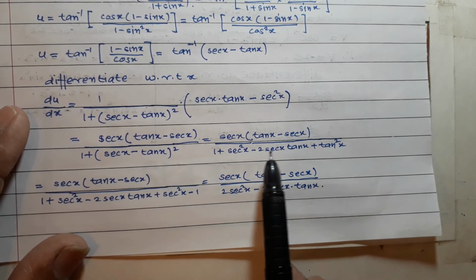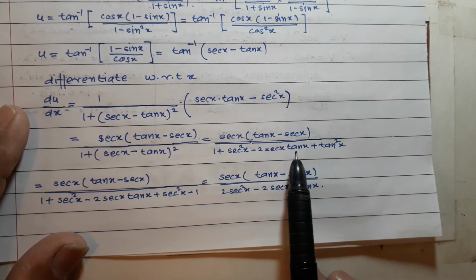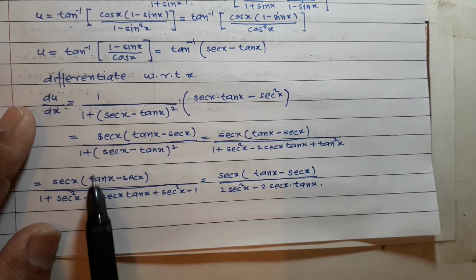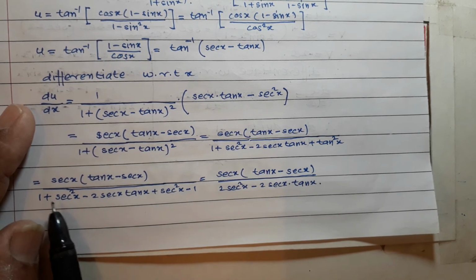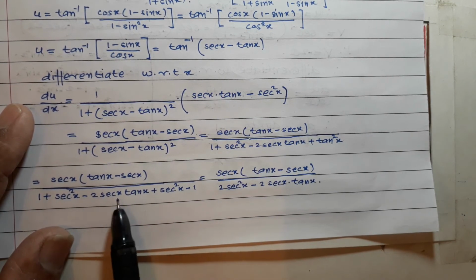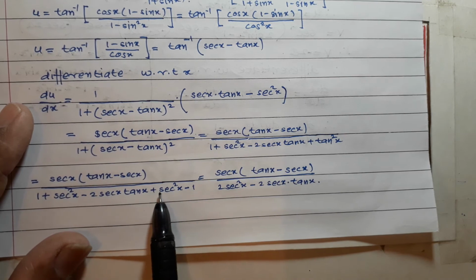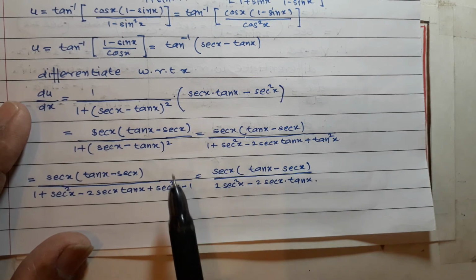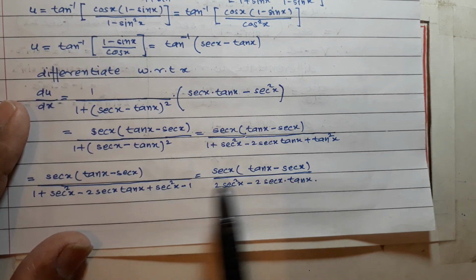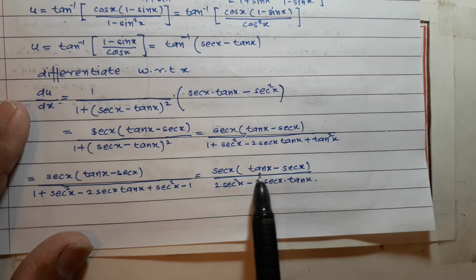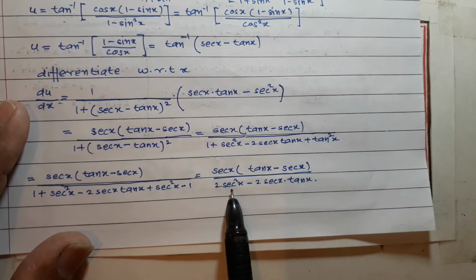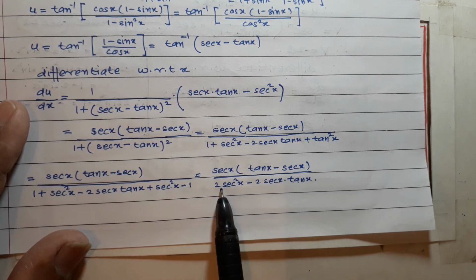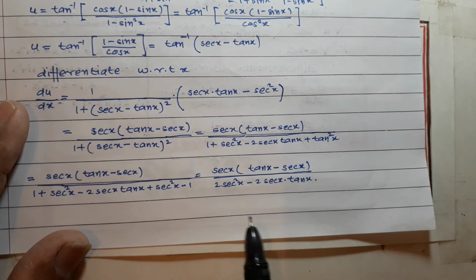I make the square of this: sec square x minus 2 sec x tan x plus tan square x. This is equal to sec x into bracket tan x minus sec x upon 1 plus sec square x minus 2 sec x tan x plus, for this I write down, sec square x minus 1. So go through this simplification so that you understand. Sec x into bracket tan x minus sec x, upon 2 sec square x minus 2 sec x tan x. Again I take common sec x here so that this bracket will get cancelled. Okay.